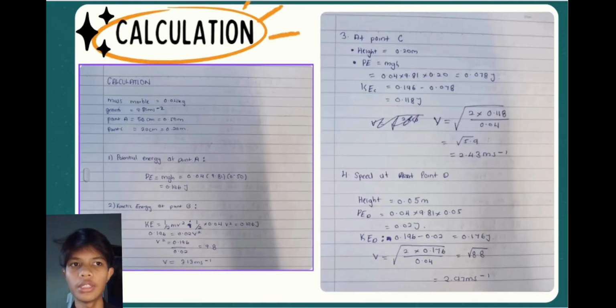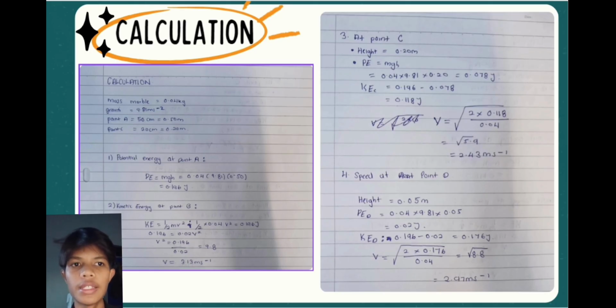Now let's break down the numbers behind the motion. First, we use a 0.04 kilogram marble and drop it from 0.5 meters. Using the formula potential energy equals mgh, we get potential energy at point A of 0.196 joule.